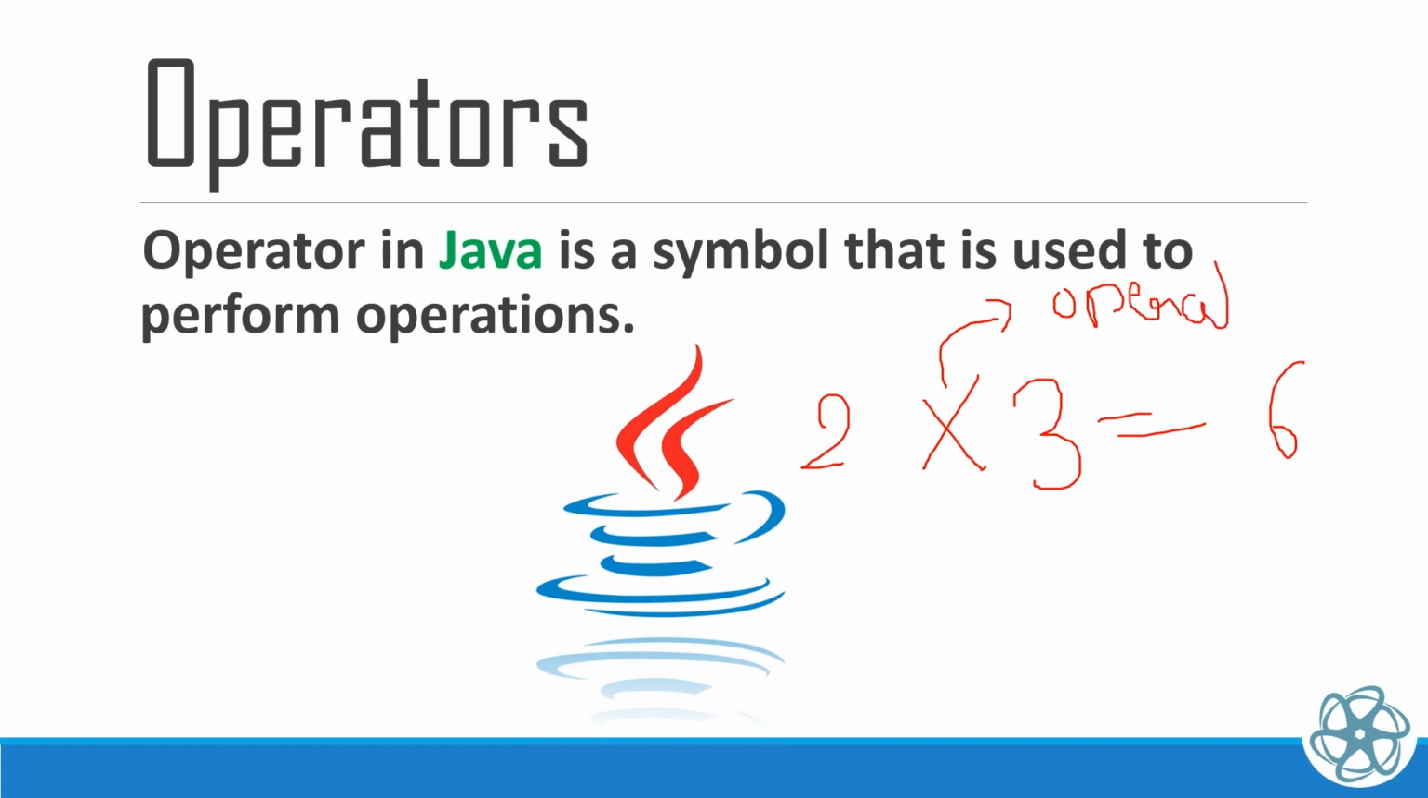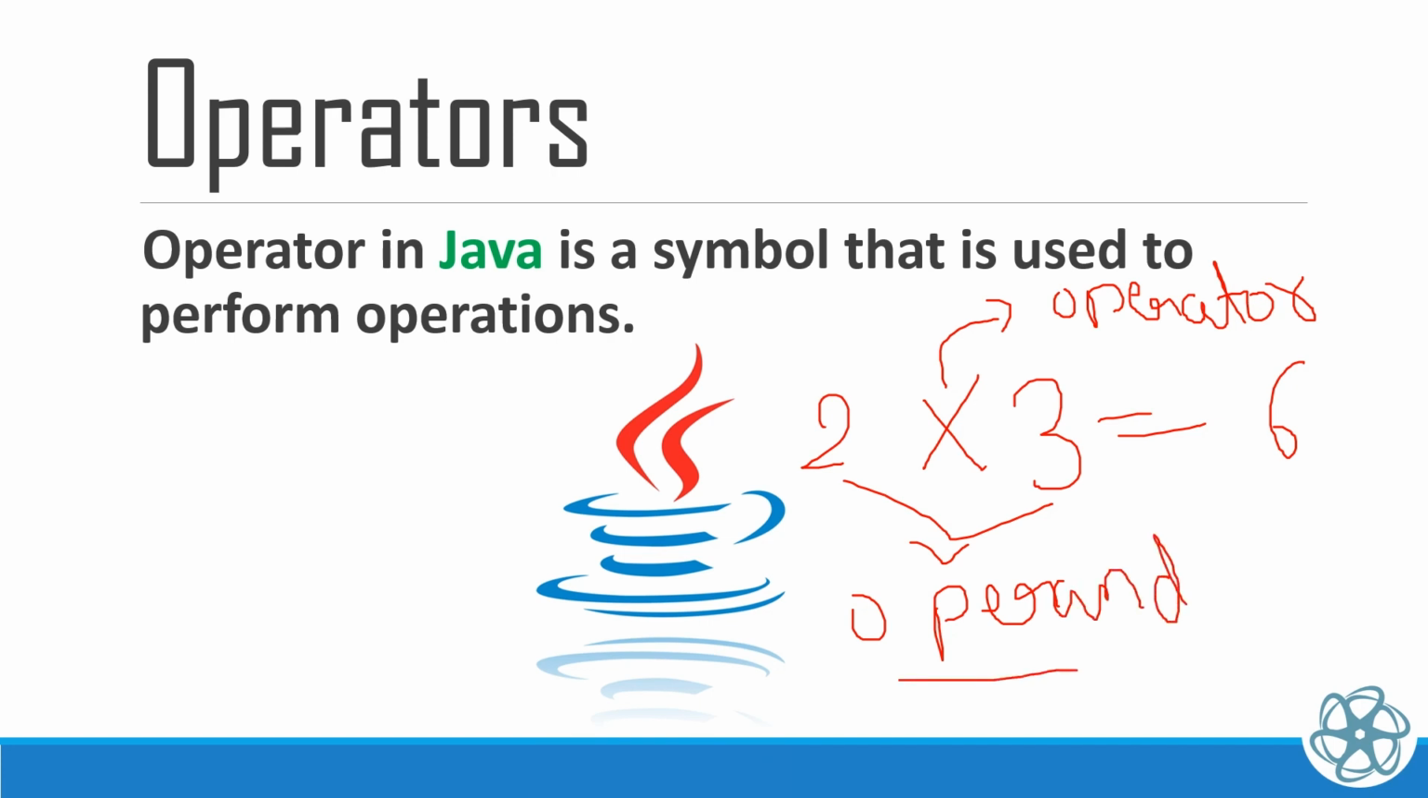Okay, this is an operator, and this 2 and 3 is called as operand. So operands are nothing but the numbers and operator is nothing but the operation which it provides. Okay, if I give here plus, then 2 and 3 will be added. If I give here minus, 2 and 3 will be subtracted, and it goes on.